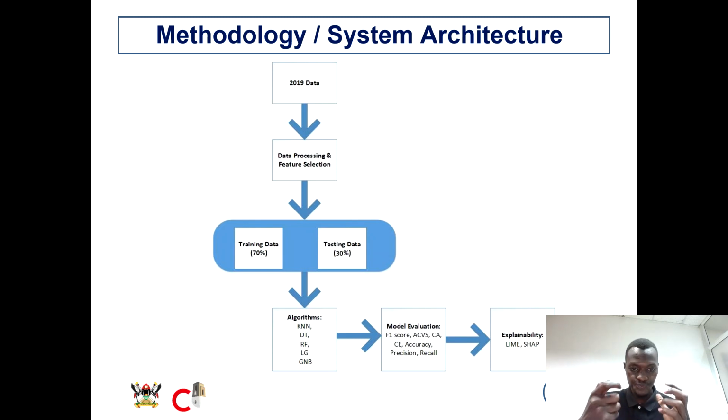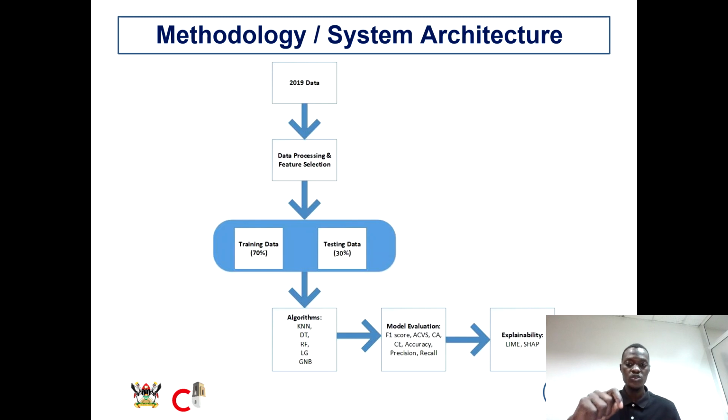Thereafter, we instantiate the models, that is KNN, DT, that is decision tree, random forest, logistic regression, then GNB, that is Gaussian naive Bayes. Then after that, we do the model evaluation, whereby we find out the different F1 score, model accuracy, then we find out the precision, and we compare the different results that we get. Then after that, we shall be able to find out which algorithm performed well.